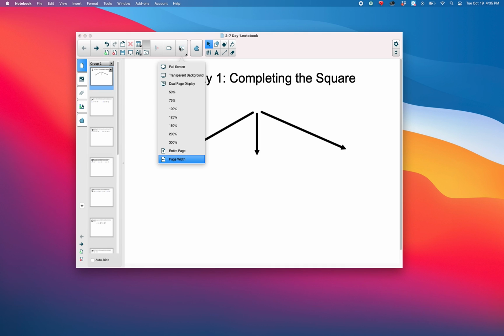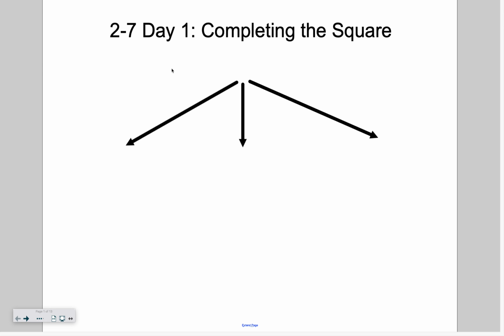Right into completing the square. And you guys are lucky because I'm already a complete square. So that's the way that we do things. Just kidding.